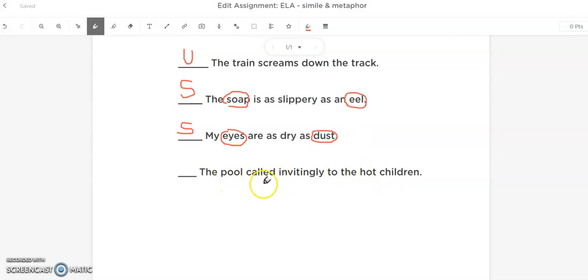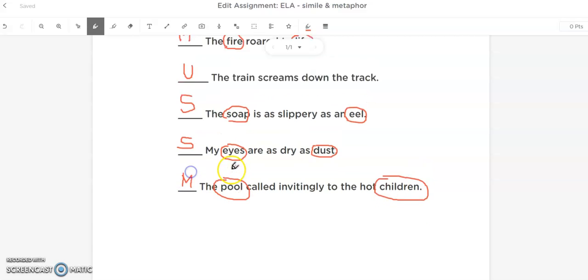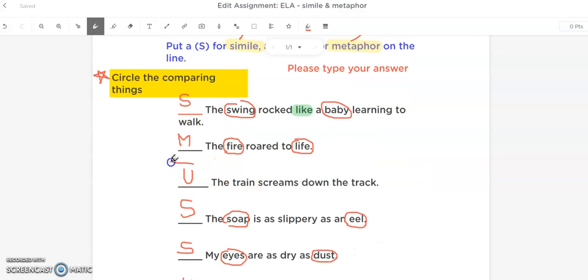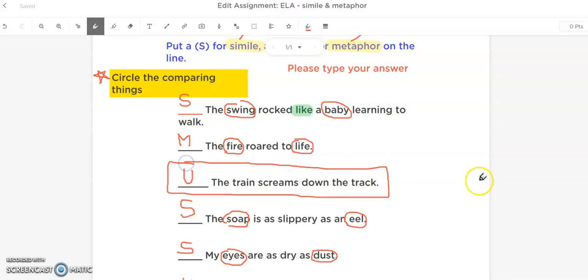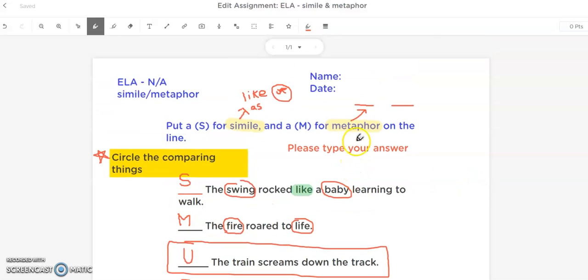Next one, the pool called invitingly to the hot children. Okay, so we are going to compare the pool and the children, right? Invitingly to the hot children. So that would be a metaphor. Most important thing here, this one's a kind of a tricky one. We're supposed to be comparing two things there.